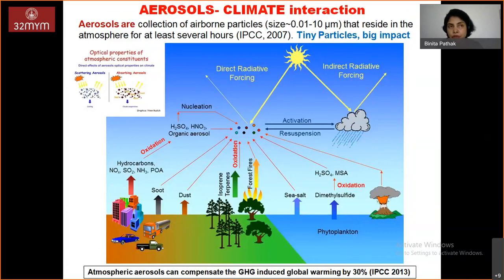where scattering types of aerosols such as sulfate, nitrates, and organics can scatter the solar radiation back to space. And some absorbing aerosols like black carbon, brown carbon, and dust can absorb the solar radiation. Both these processes reduce the amount of energy at the surface, thus reducing the temperature of the Earth's surface. This is called the direct effect of the aerosols. This effect can mask about 30% of global greenhouse gas warming, according to the Intergovernmental Panel on Climate Change report in 2013.